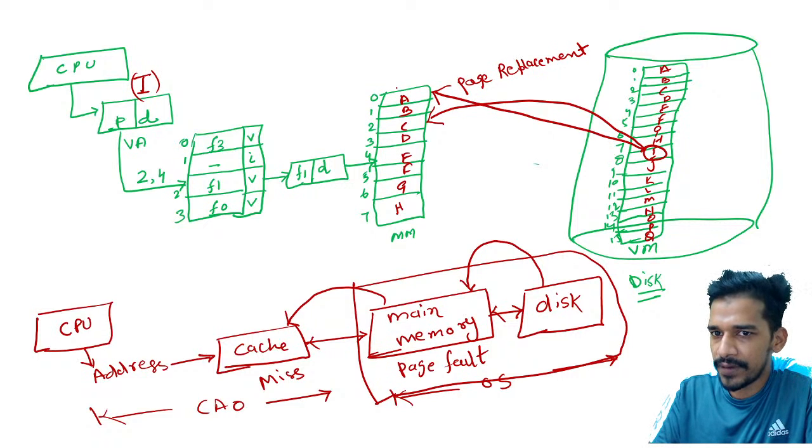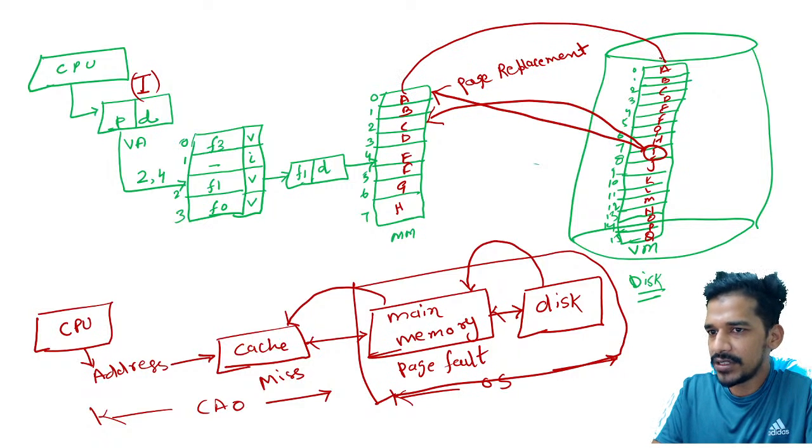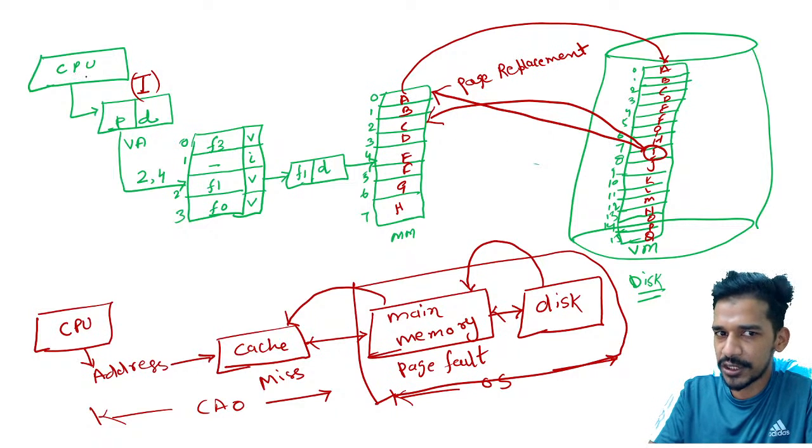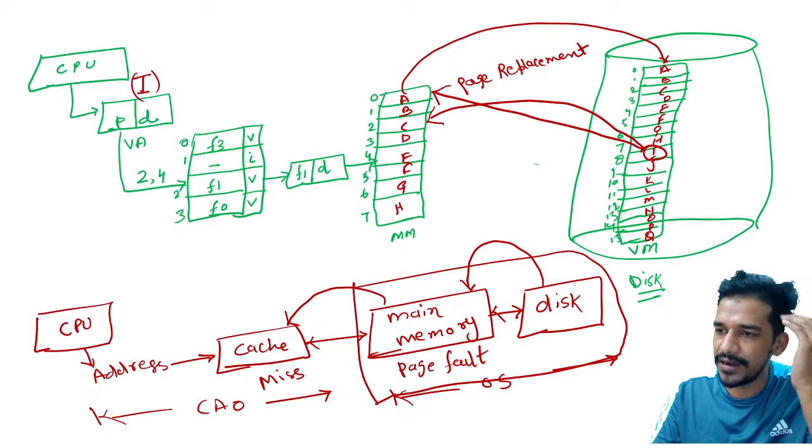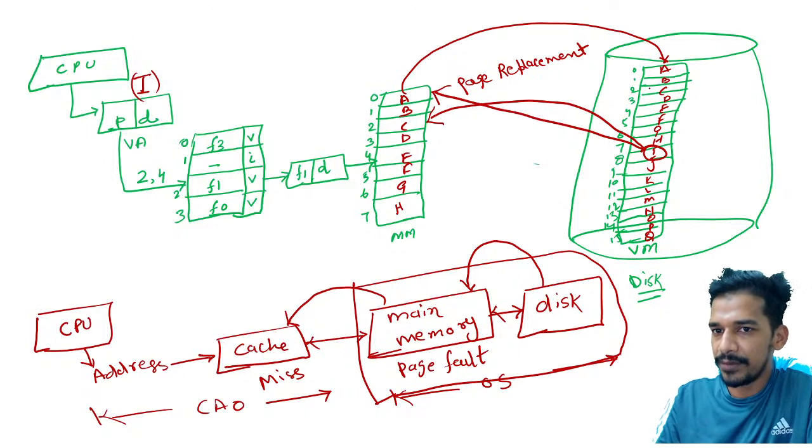If the CPU did modify this data, then we have two copies of A, one in main memory and one in virtual memory, right? If the data is modified, you have to send the updated data of A to virtual memory first, and only then can you replace. If you replace it directly, the modification done in A will never reach the disk, right? If the page is modified, then you cannot simply replace it; first you have to copy this data into the disk.